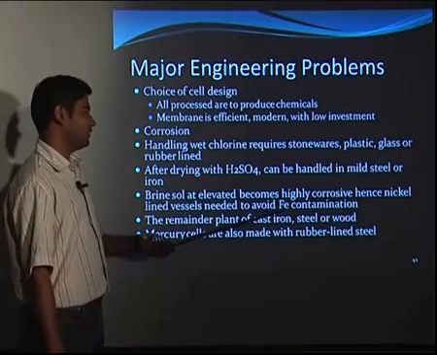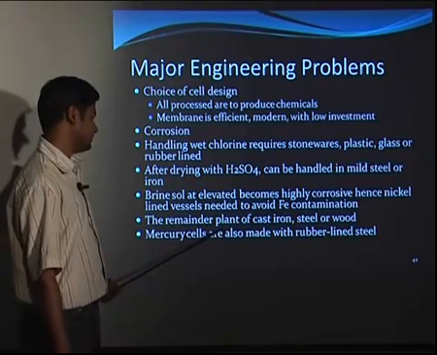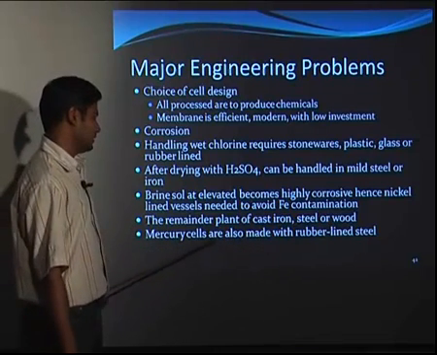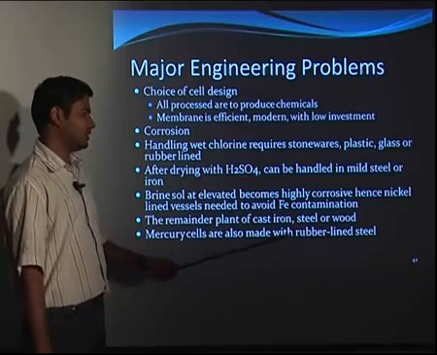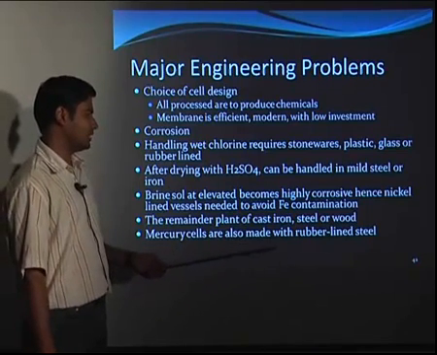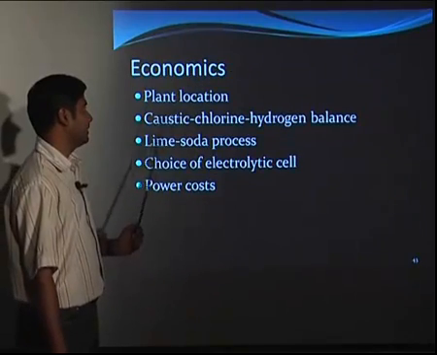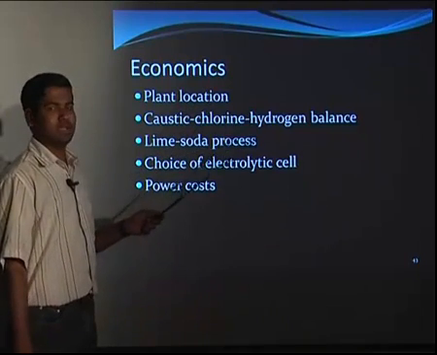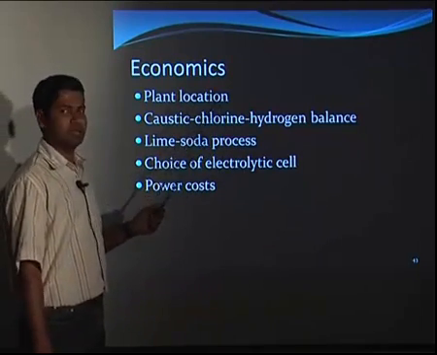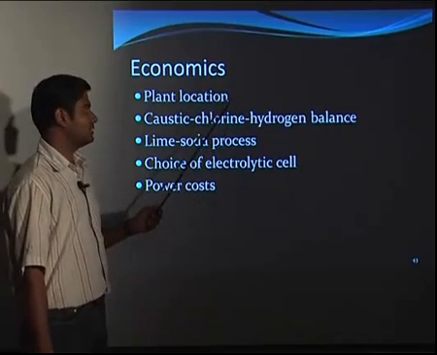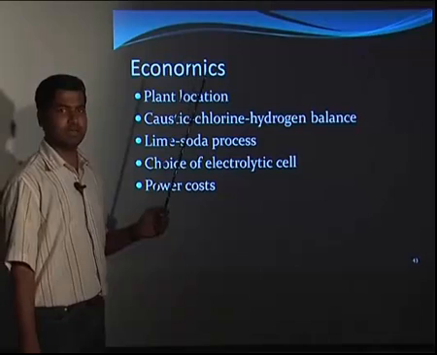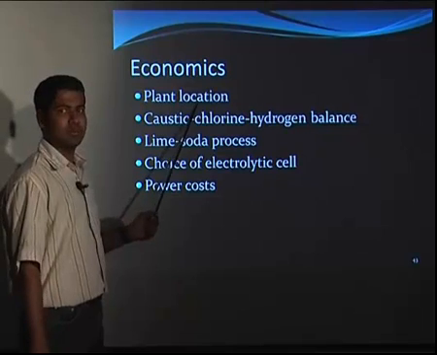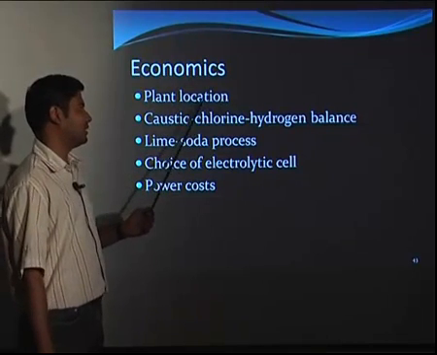But at the same time we always have to consider the Fe contamination. The remainder of the plant may be of cast iron or steel or wood. Mercury cells are also made with rubber lined steel in order to take care of the corrosion problem. Then if we see the economics and the plant location, as we have discussed earlier, brine solution is the major factor, so we always have to take care that the plant is located near the brine sources, so that we can produce the product efficiently and economically.